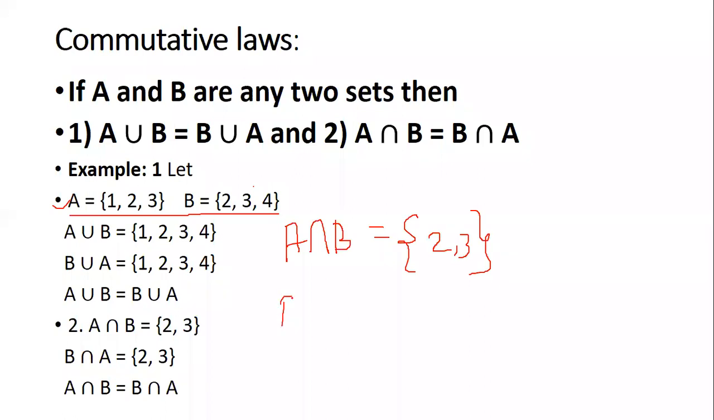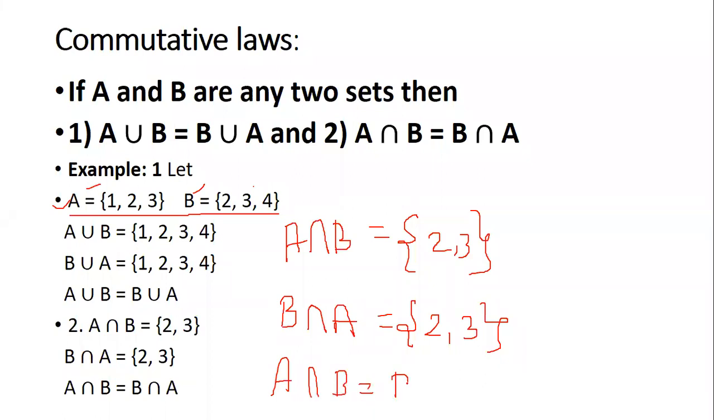Now, when I am supposed to solve B intersection A, again I have to consider the same set A and B. Now again I will have the same answer, which is 2 and 3. Yes? So I'm going to have the same answer, which is 2 and 3. So in short, A intersection B is equal to B intersection A.